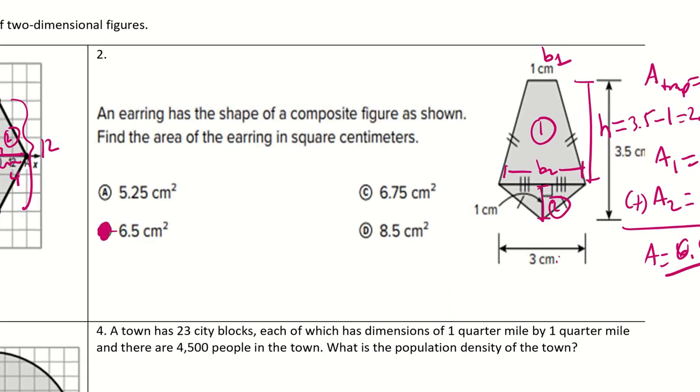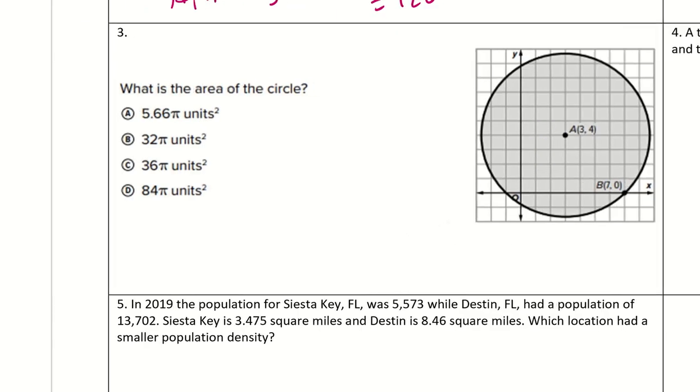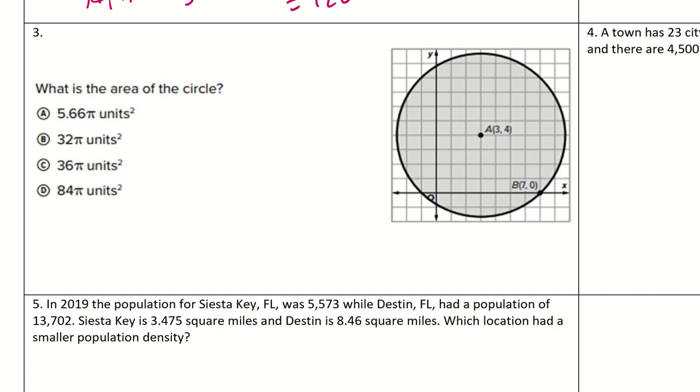All right. That's number 2. Number 3, what is the area of the circle? All right, so the area of a circle is pi r squared. Now we need to get the radius. The radius is the distance from the center to any point on the circle. But here they give us these 2 points, so we're going to use them, okay?